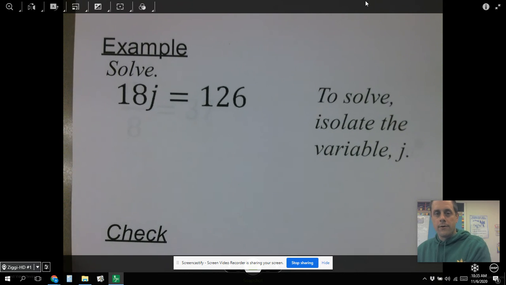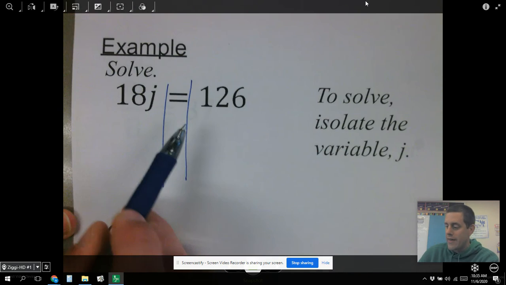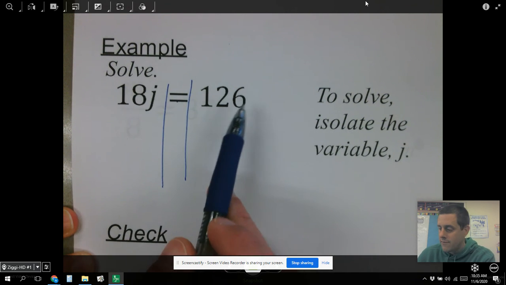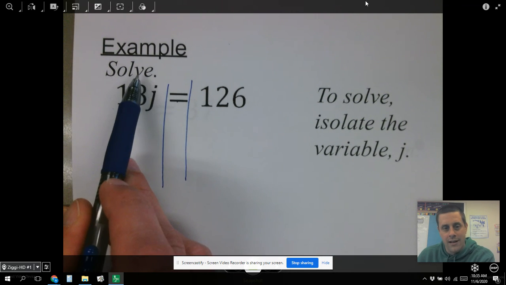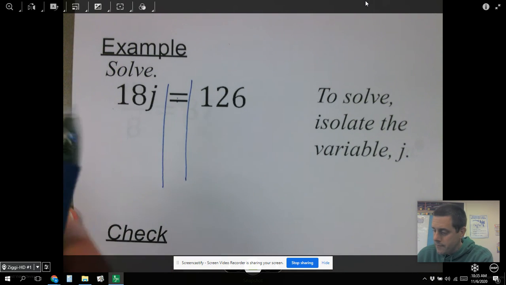All right, let's do another example. Please copy down the equation 18j equals 126 and work through it with me. First thing I want you to do when you're solving an equation using the inverse property, break it into two sides. Remember, that equal sign is a wall between the left side and the right side of your equation. Everything on the left side has the exact same value as everything on the right side.